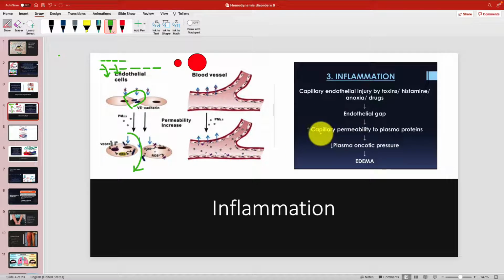This leads to capillary permeability to plasma proteins. So I told you this protein-rich fluid can leave. And when protein leaves the vessel, right? Here's the vessel. When protein leaves, what happens to oncotic pressure? When we have normal endothelial cell function and there's no gap between these cells, oncotic pressure remains the same, right?